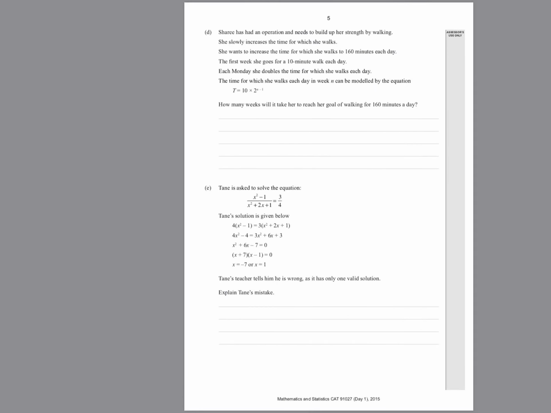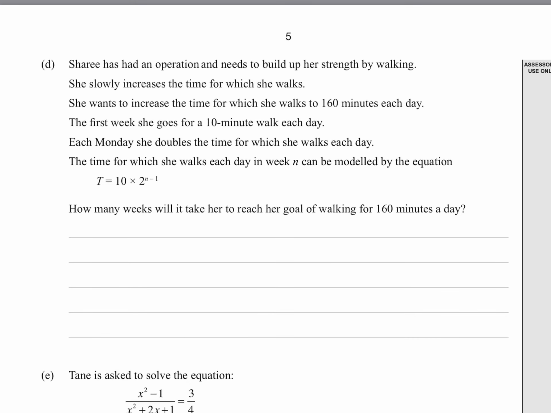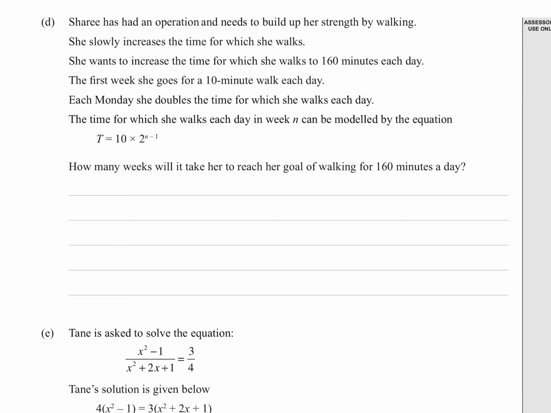Alright, next question. Shari has had an operation and needs to build up her strength by walking. She slowly increases the time for which she walks. She wants to increase the time for which she walks to 160 minutes each day. The first week she goes for a 10-minute walk each day. Each Monday she doubles the time which she walks each day.